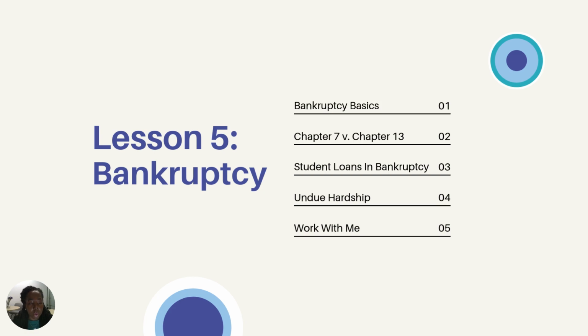So this is just a brief overview of what I'm going to cover tonight. First, I'm going to talk about the basics of bankruptcy law. Then I'm going to look at the different chapters, chapter 7 versus chapter 13. Then I'll discuss how student loans are treated in bankruptcy. And next, we'll cover what undue hardship means and what criteria they look for to see if you qualify for an undue hardship discharge. And finally, I'll discuss how you can work with me in the future.